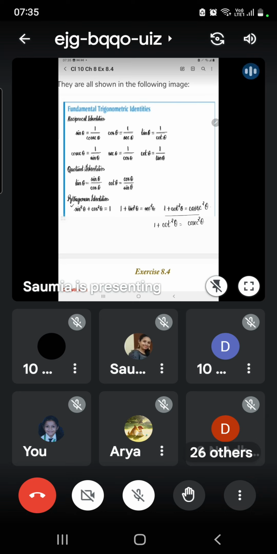Reciprocal identities, quotient identities, Pythagorean identity. Look at those names.